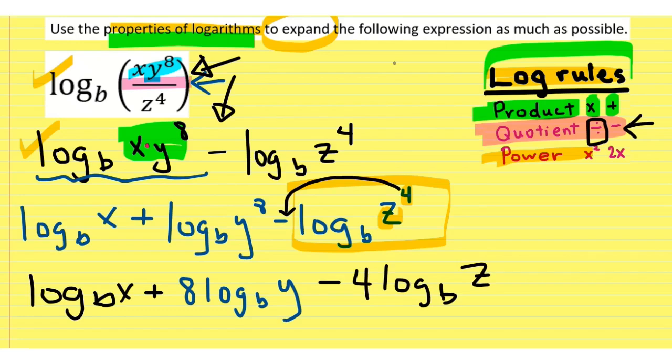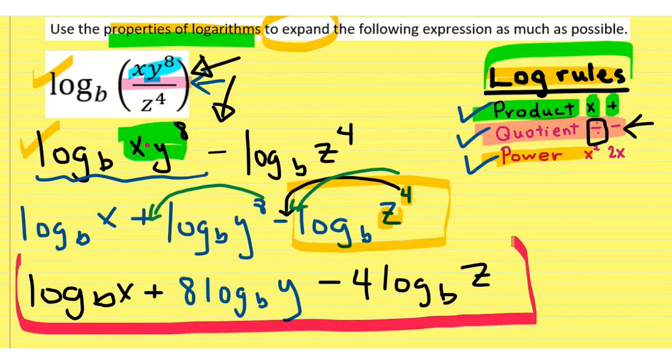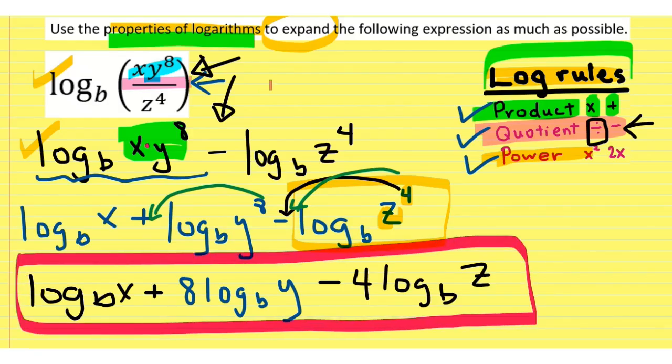So at this point, I have used the product rule, the quotient rule, and the power rule twice. I used the power rule to bring this one down, and I also used the power rule to bring the 8 down. So that is my final expansion of this original log. So this was my original log, and I've now expanded it into these 3 terms.